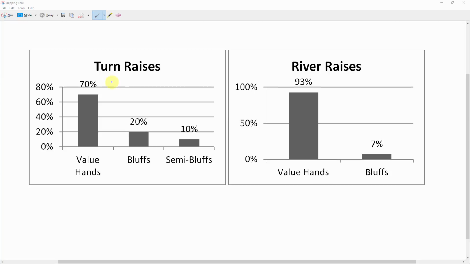Now, with that said, let's take a look at the hands I analyzed on the turn. I didn't analyze on the river the type of hands that people were raising with, but I did analyze it on the turn because that's initially what I was looking at, and then I expanded it to look at river raises.